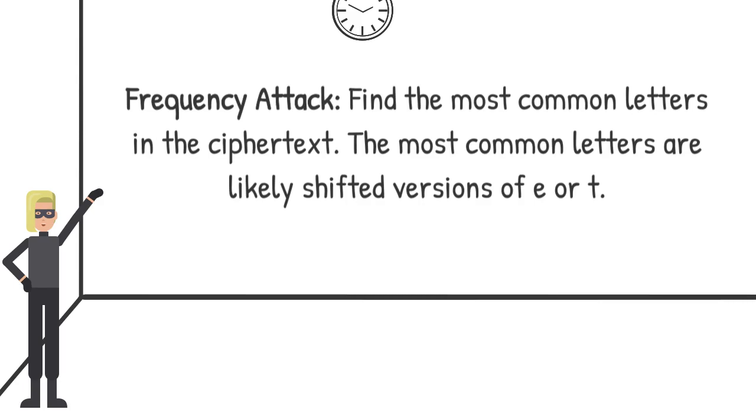This gives us a reasonable guess for the shift key. For example, if L was most often in the ciphertext, then shifting E by 7 would give us L. Thus the key is probably 7. Now we just unshift by 7 and see what we get.